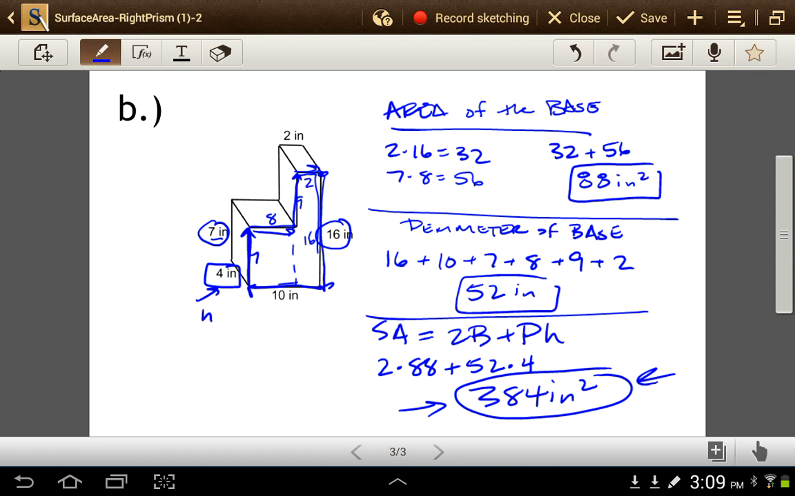So it's a lot of steps. You have to find the area of the base, uppercase B. You have to find the perimeter of the base, that is uppercase P. You have to locate your height. Once you find those, plug them in, and you can find your answer.